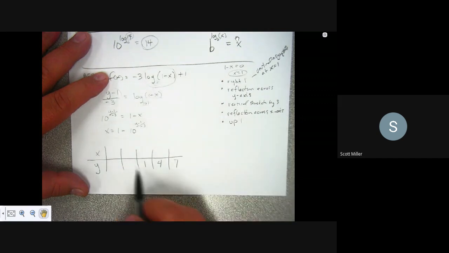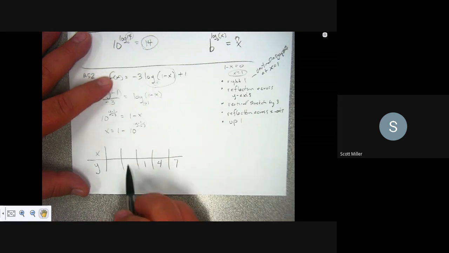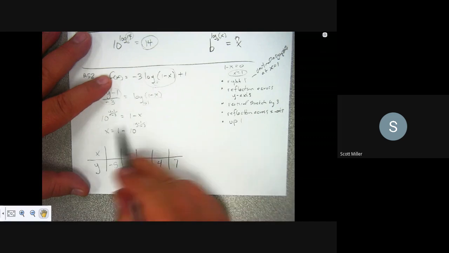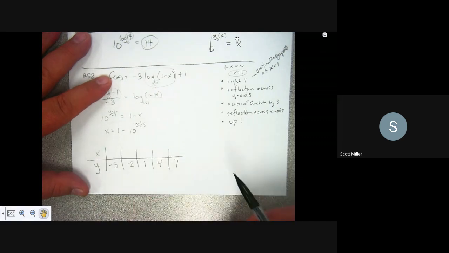Numbers down here, you can also see every 3. You can go every 3 this way. So if I do that, then this over here would be -2. And then 3 more this way would be -5. So these are the numbers I would plug into this equation right here to find the x's that go with it.